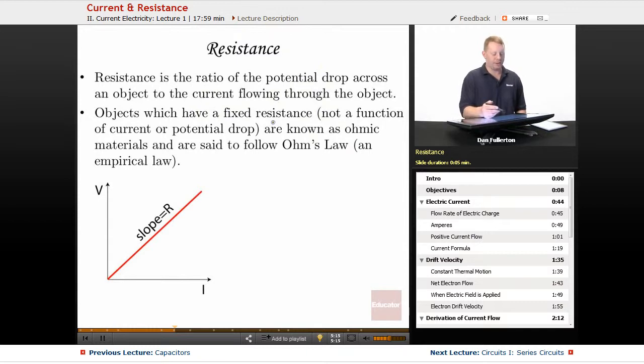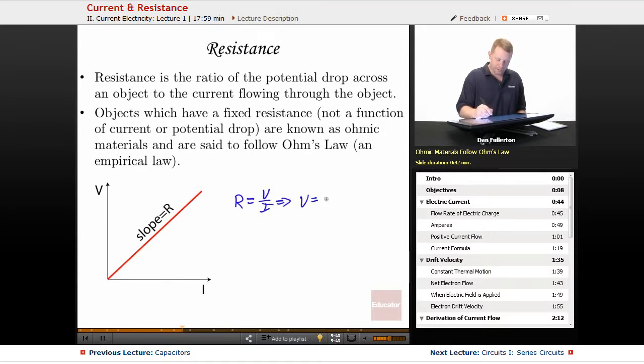Now, as we talk about this, we're also going to bring resistors into play. Resistance is the ratio of the potential drop across an object to the current flowing through the object. Objects which have a fixed resistance that's not a function of the current or potential drop are known as ohmic materials, and they're said to follow Ohm's law, an empirical law. Now, R equals V over I.